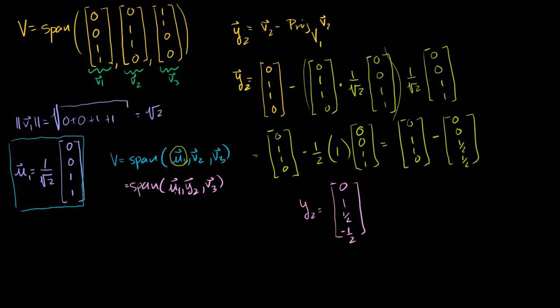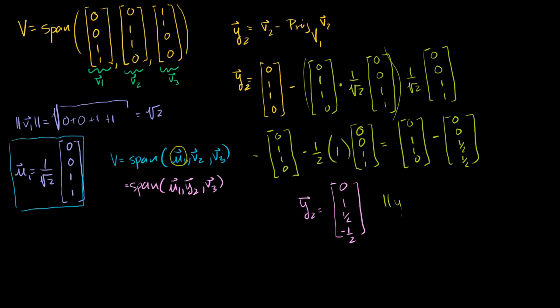And this is progress. u1 is orthogonal. u1 is normalized. It has length 1. y2 is orthogonal to it, or they're orthogonal with respect to each other. But y2 still has not been normalized. So let me replace y2 with a normalized version of it.